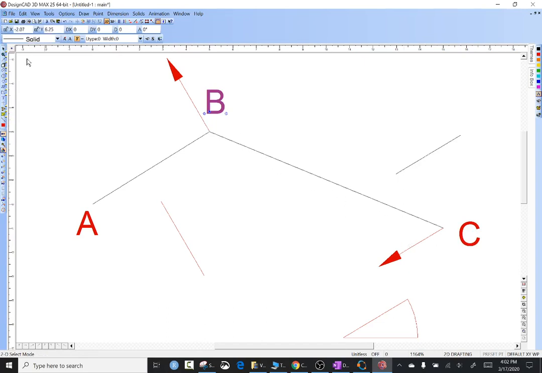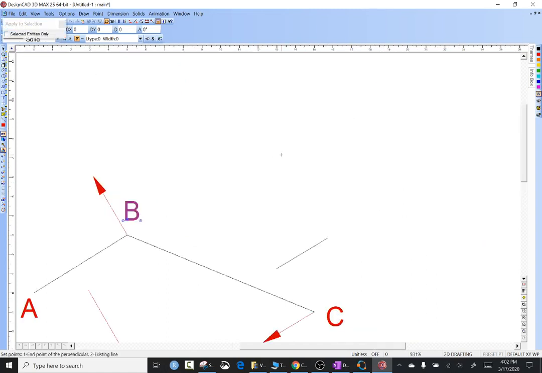Now what I need to do is draw a perpendicular, and what I'm going to do is zoom way out here. I'm going to draw a perpendicular out here to that line, and I'll move that line back in a second. I'll draw a perpendicular way out here to that line. Now, here's the key.